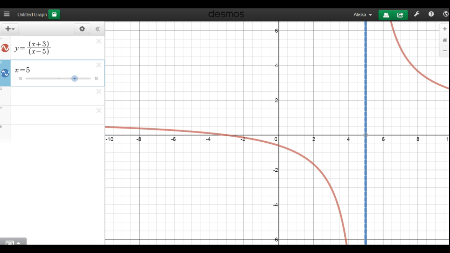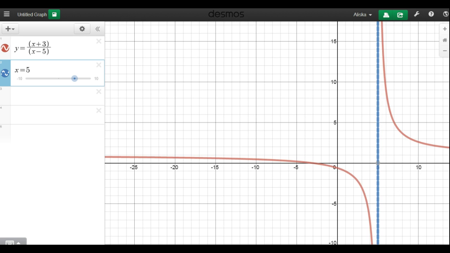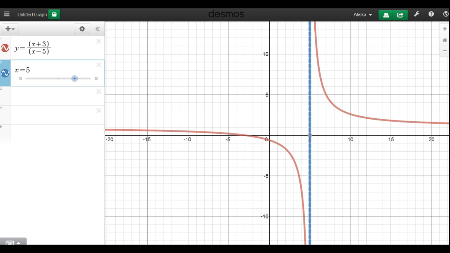And you can see that as x gets closer to 5 on either side, our graph starts to blow up, right? We tend to head towards positive infinity from the right and negative infinity from the left. So we're never actually going to cross that line x equals 5, but we're going to get as close to it as possible. Now let's try our next example.